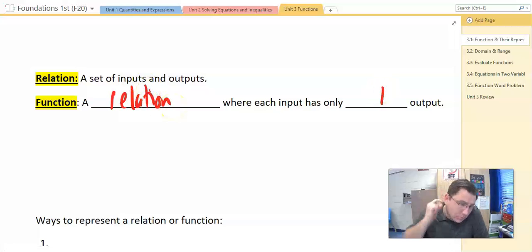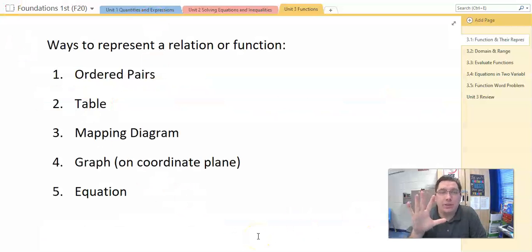And so we're going to show this in a couple of different ways. We're going to look at how this is represented. So there are 5 ways to represent a function, and we're going to look at them in this order. First ordered pairs, then tables, mapping diagrams, graphing on the coordinate plane, and finally the equation of a relation or function. We're going to look at those in order and see how each one represents a relation or function, and which ones will be functions and which ones are not. And then we're going to look at how to switch between different ones.